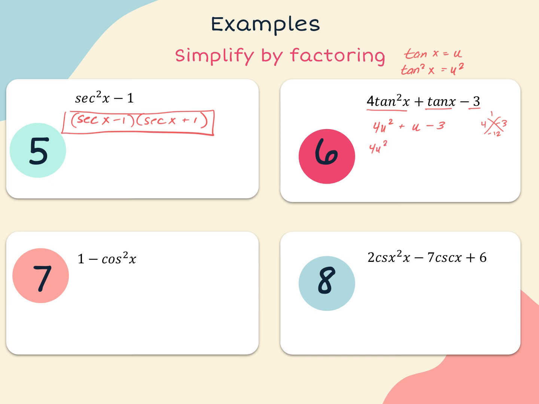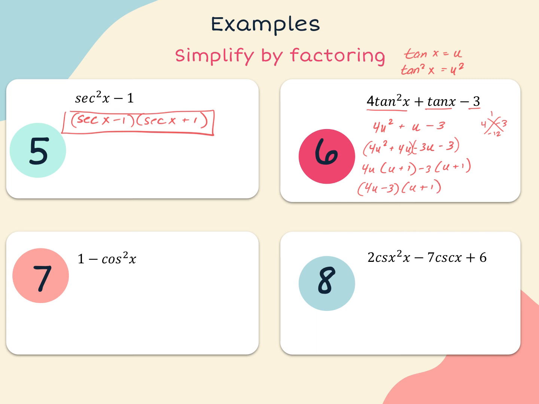So 4u squared plus 4u minus 3u minus 3. And again, I factor by grouping. So 4u is the GCF of that group, which leaves me with u plus 1. And here, I've got minus 3, and it's going to leave me with u plus 1 again. So when I factor, I have 4u minus 3, and I have u plus 1.